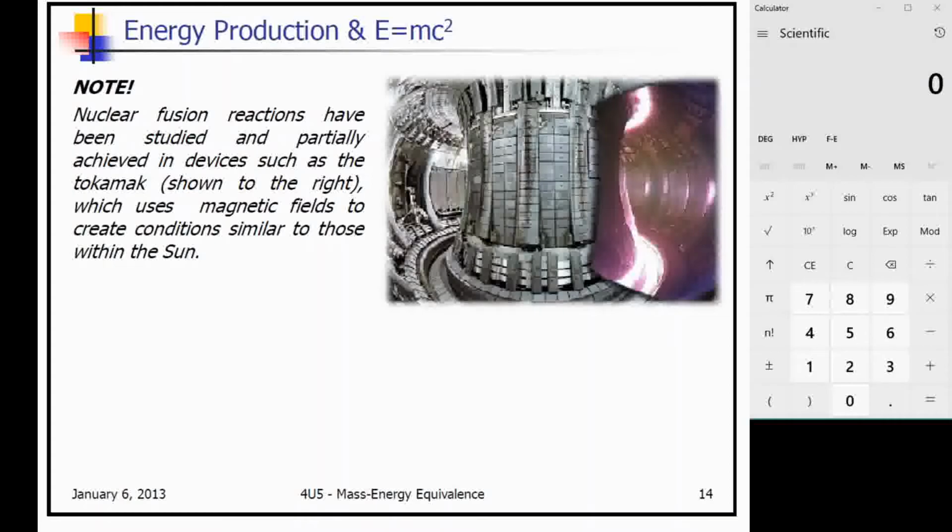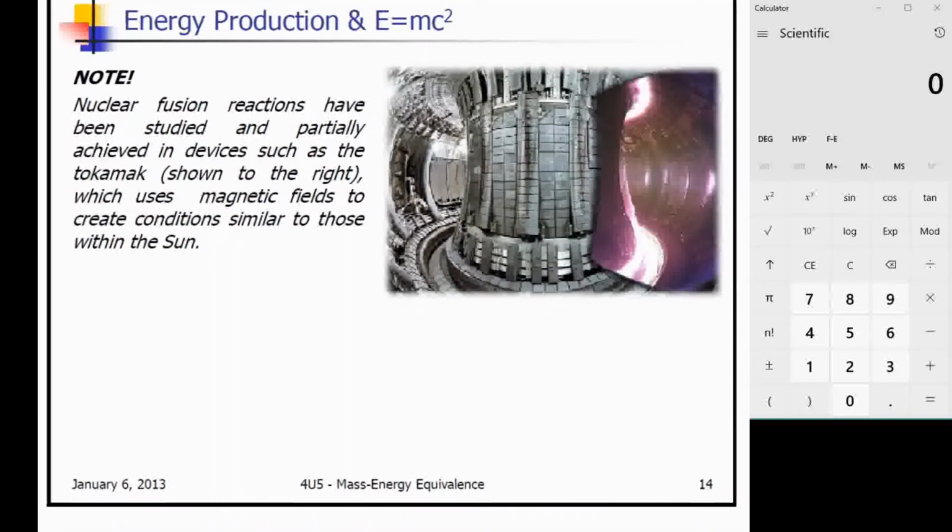Now, this here is a picture of a Tokamak nuclear fusion reactor. This is a reactor that's being created in, I think it's France or Germany, or it's a combination between the two that are working on it. Nuclear fusion reactions have been studied and partially achieved in devices such as the Tokamak shown at the right, which uses magnetic fields to create conditions similar to those within the sun. But we haven't been able to capture that energy in a way that has a positive efficiency value.